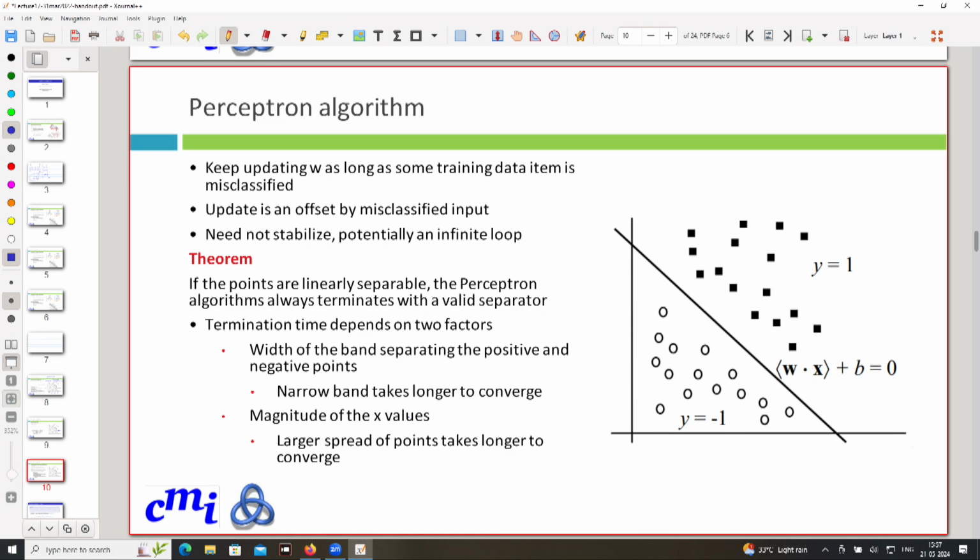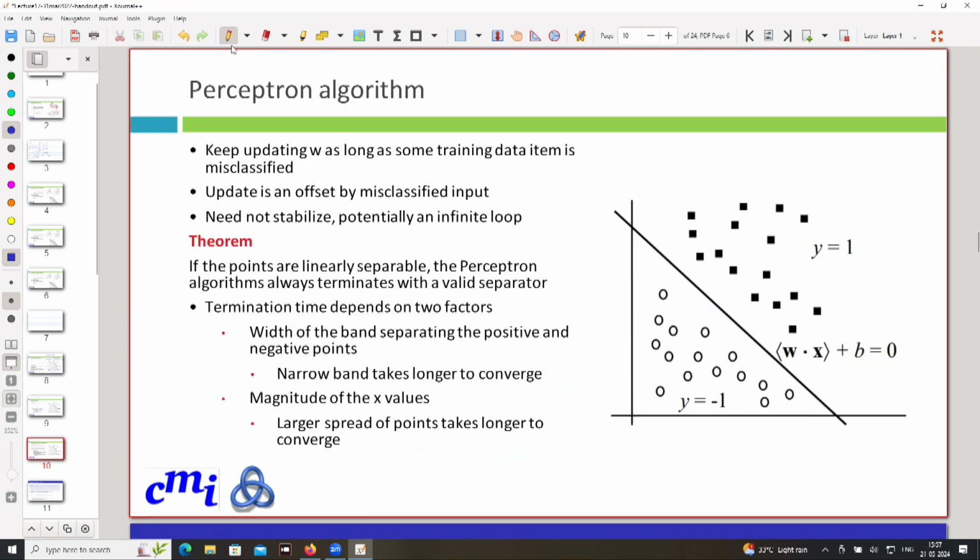Another factor is how large the length of these data point vectors is. If they're very, very large, that is also going to impact the running time of this algorithm. Because if the data points are not linearly separable, then we cannot do anything. We are working in the setting where we can linearly separate the data. We don't know, but we assume it is linearly separable.